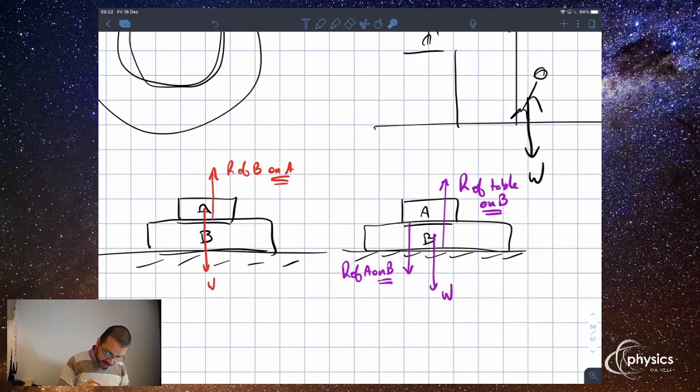The last thing about reaction forces, the Newton third law pair, now you can see the Newton third law pair. Look, this force is the reaction of B on A. This is the reaction of A on B. Are you seeing them?